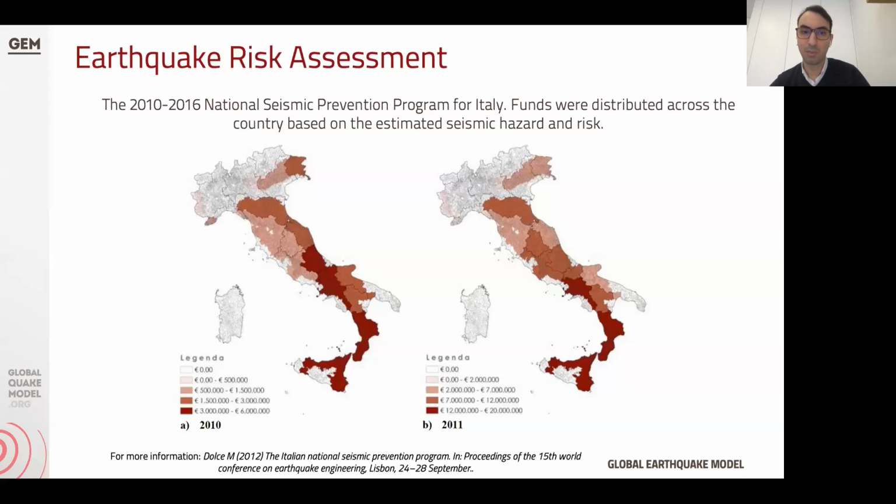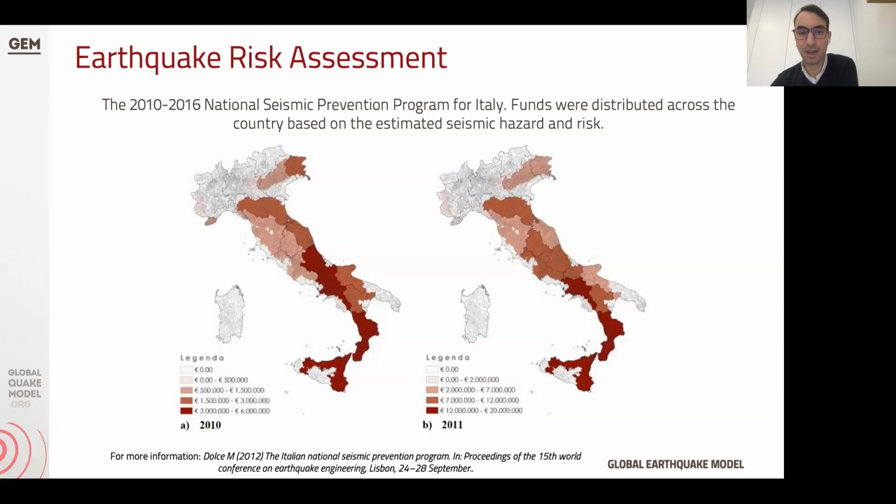My favorite is definitely the one about the National Seismic Prevention Program for Italy. I think Italy is probably one of the most advanced countries, at least in terms of using science for their risk programs. For example, there was a very interesting presentation from Dr. Mauro Dolce at the World Conference in 2012. They were explaining how the funds, this 1 billion euros, were distributed across the different regions in Italy based on the risk, and hazard. So basically you can estimate this and then distribute the funds proportional to the risk. It makes perfect sense, right?